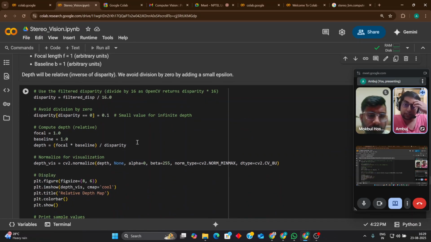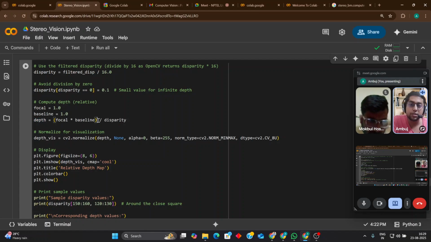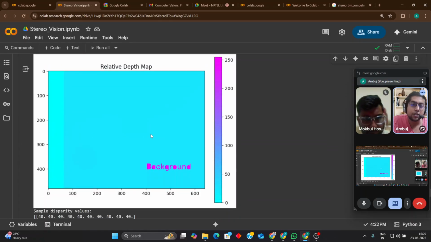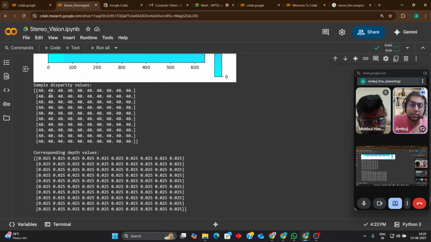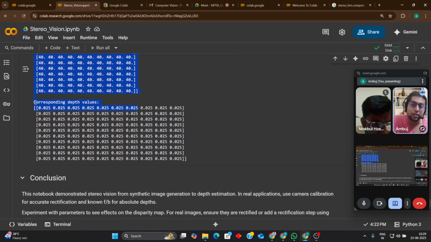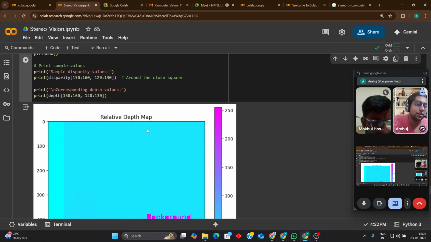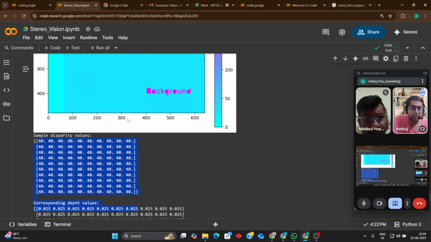Then depth estimation, computing the focal length. I already told you depth equals focal length times baseline divided by disparity. Then I perform the visualization. But after the visualization, I got a very interesting result: the disparity values are all the same and depth values are all the same. Why has this happened? Because this is a synthetic image and it was created on a 2D plane. Hence, the depth is not present.